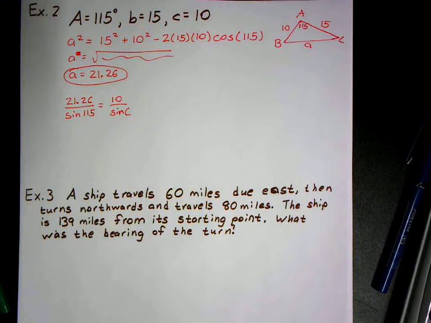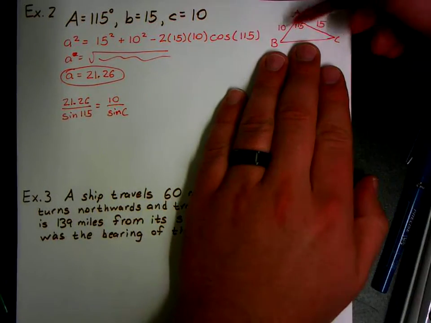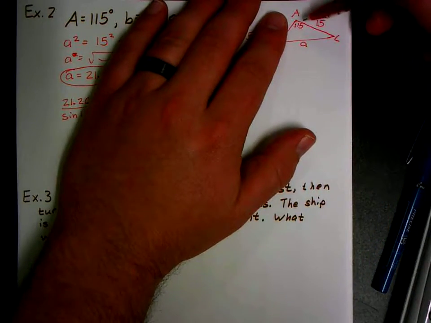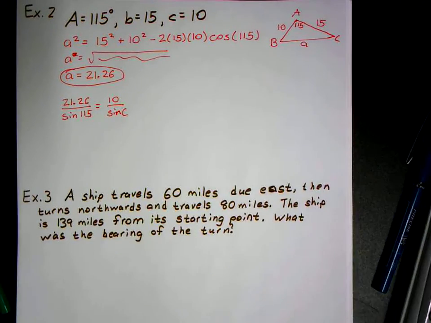But now that I have that side, I have more information. Now I have angle side side. No, I had side angle side. Before, I had side angle side. Now that I have side A, I have angle side side, which law of sines will work on.